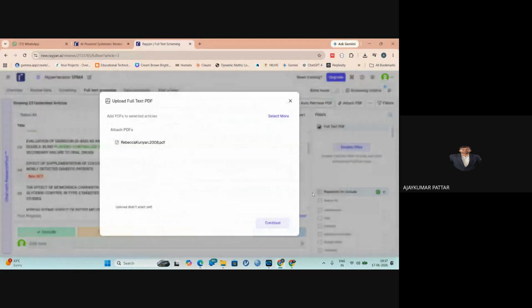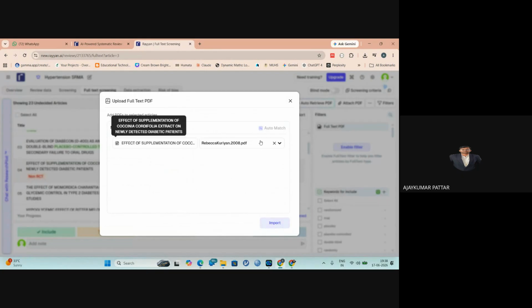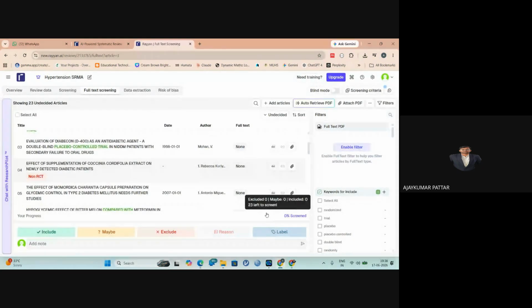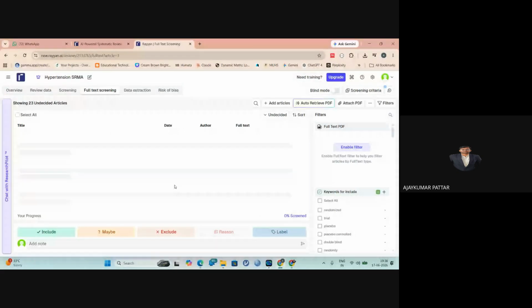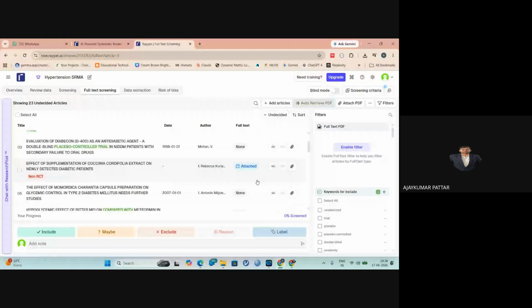So I will upload here. I will click continue. So the full text is added. Once again, you have to check whether this is the same paper we are adding. Then if you click import, the paper full text is imported here. You see here, you can see attached.